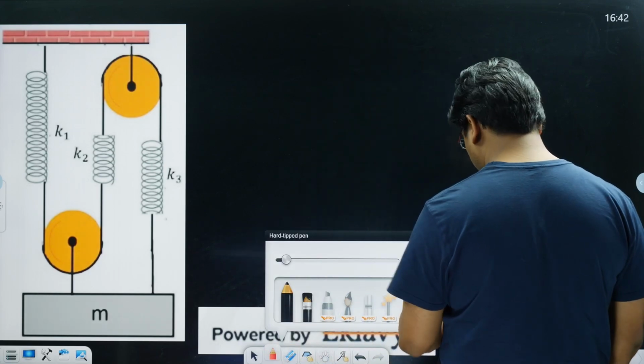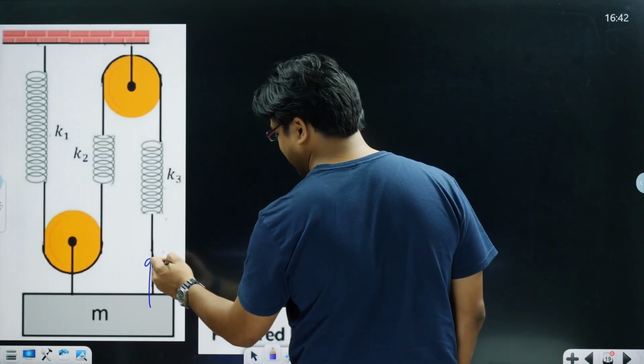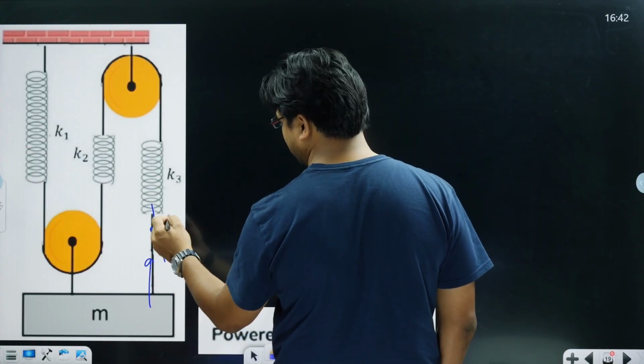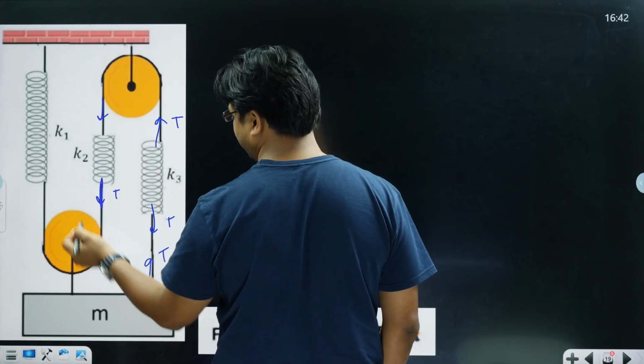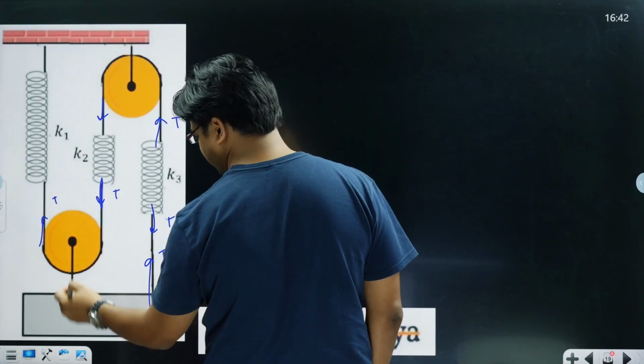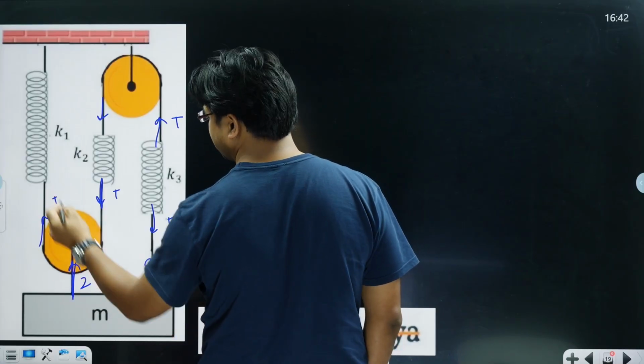Okay, so we start by writing the force here as T. This spring is also exerting a T force. This will also be a T force, T. So here also we have T force. Here we have T force, which means that the force here is 2T. The force here is 2T.